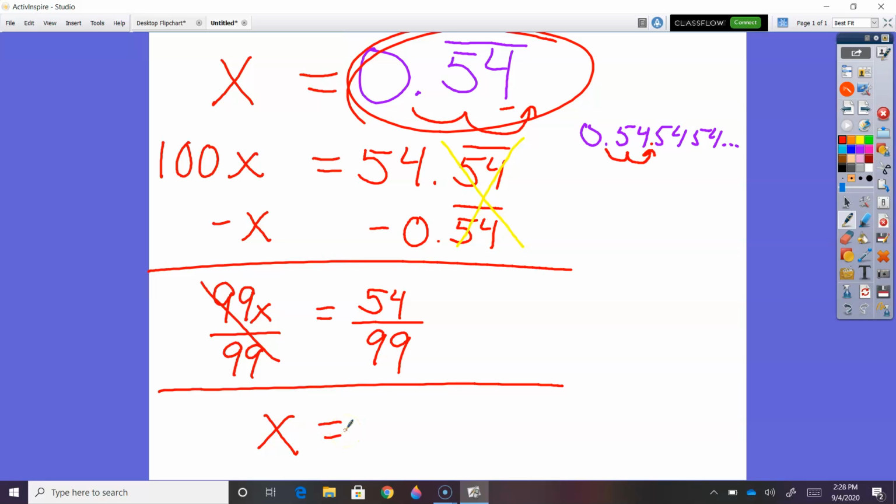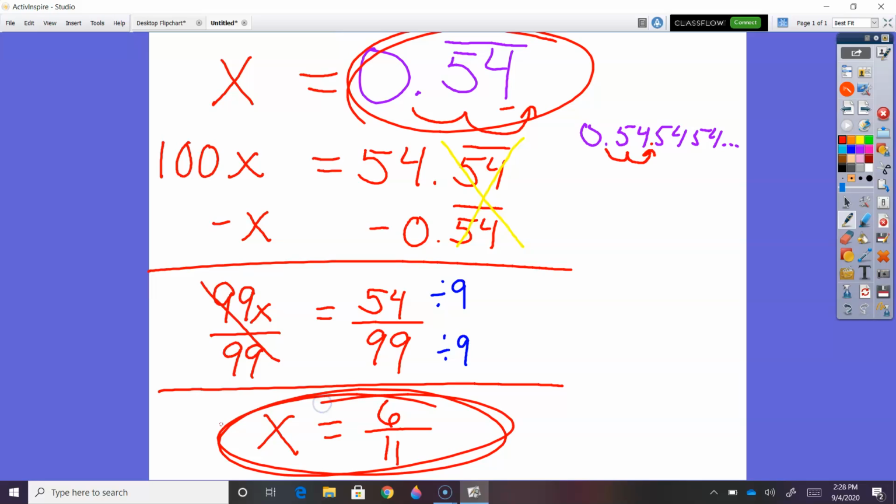However, we always need to reduce our fraction. So you need to think of a number that'll go into 54 and 99. And the highest number that you can think of, that's what we're going to reduce by. In this situation, we are going to divide by 9. 9 goes into 54 6 times. 9 goes into 99 11 times. Now I have a reduced fraction. 6 over 11 is the same value as 0.54 repeating.